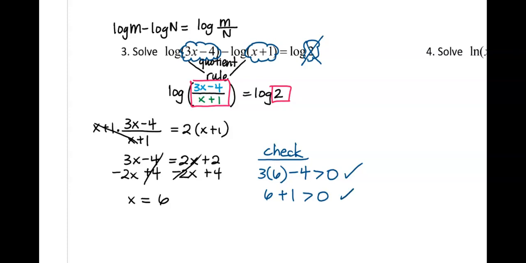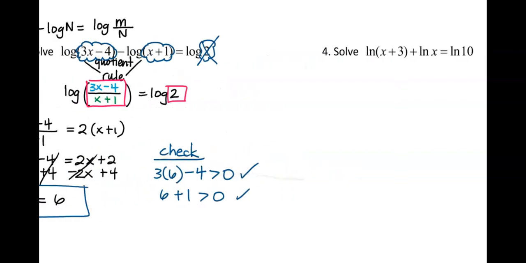6 plus 1 is 7, which is greater than 0, so that does not violate its domain. And x equal to 6 is our solution. Moving on to example 4.